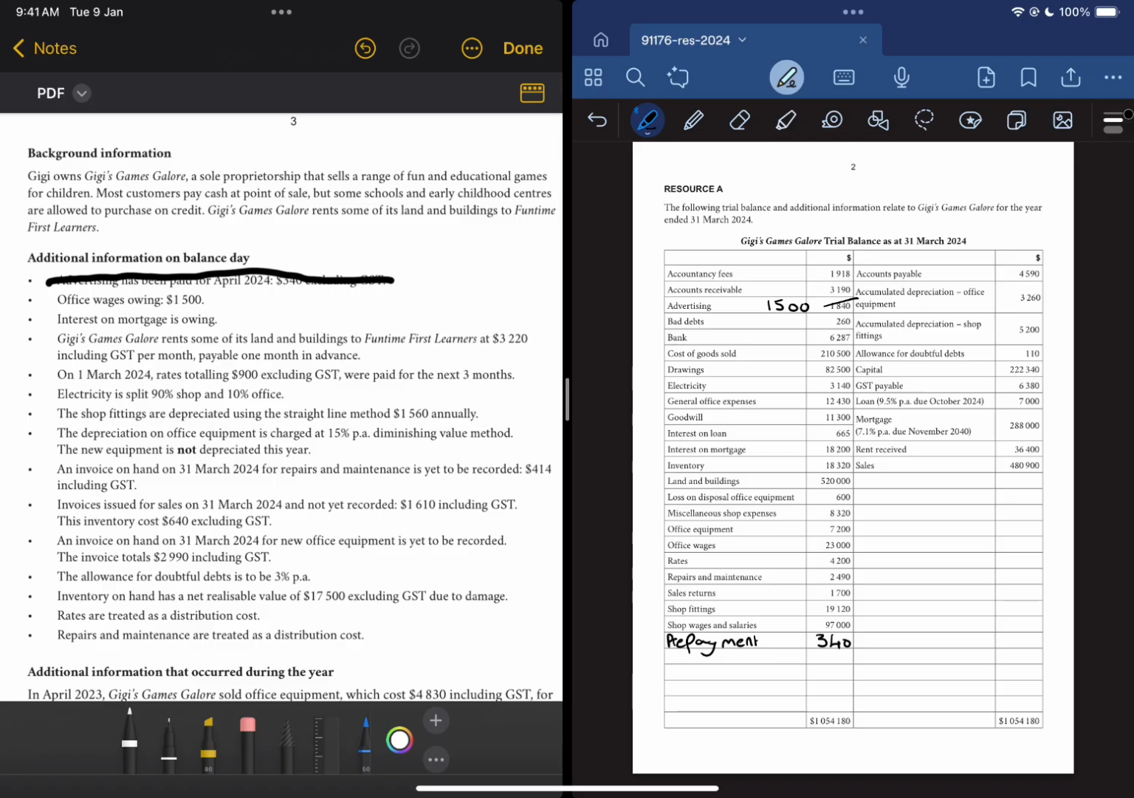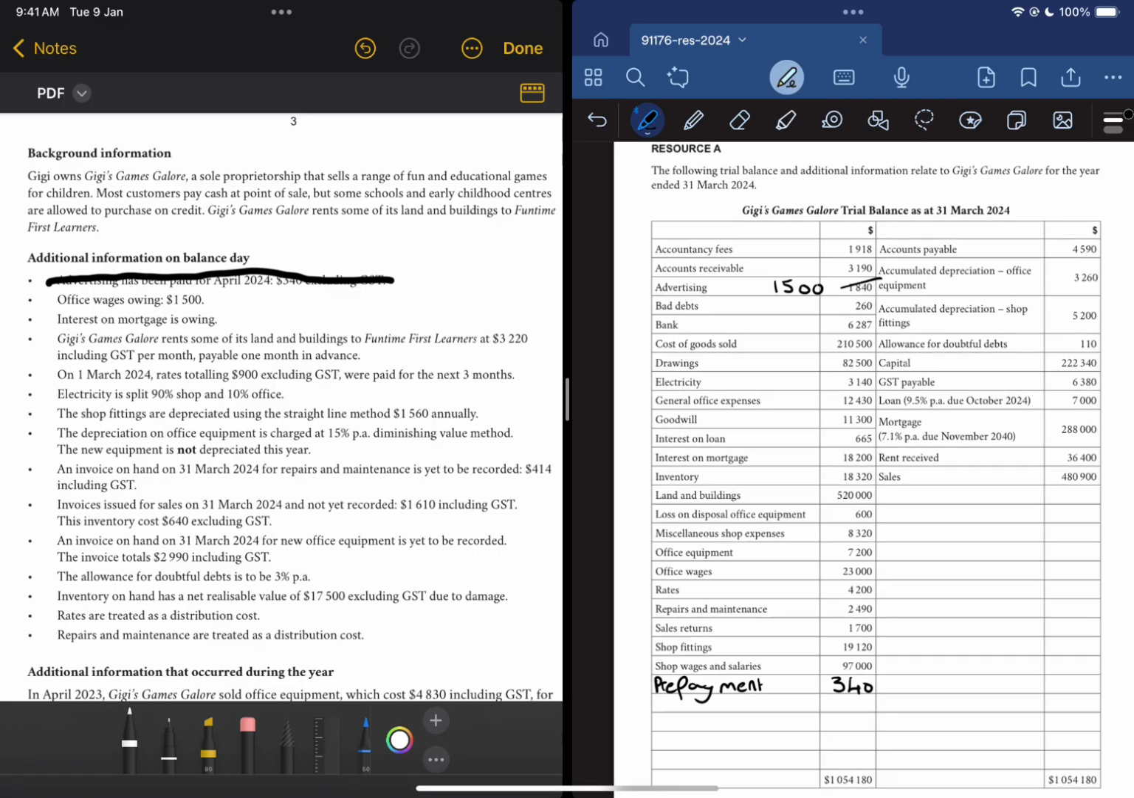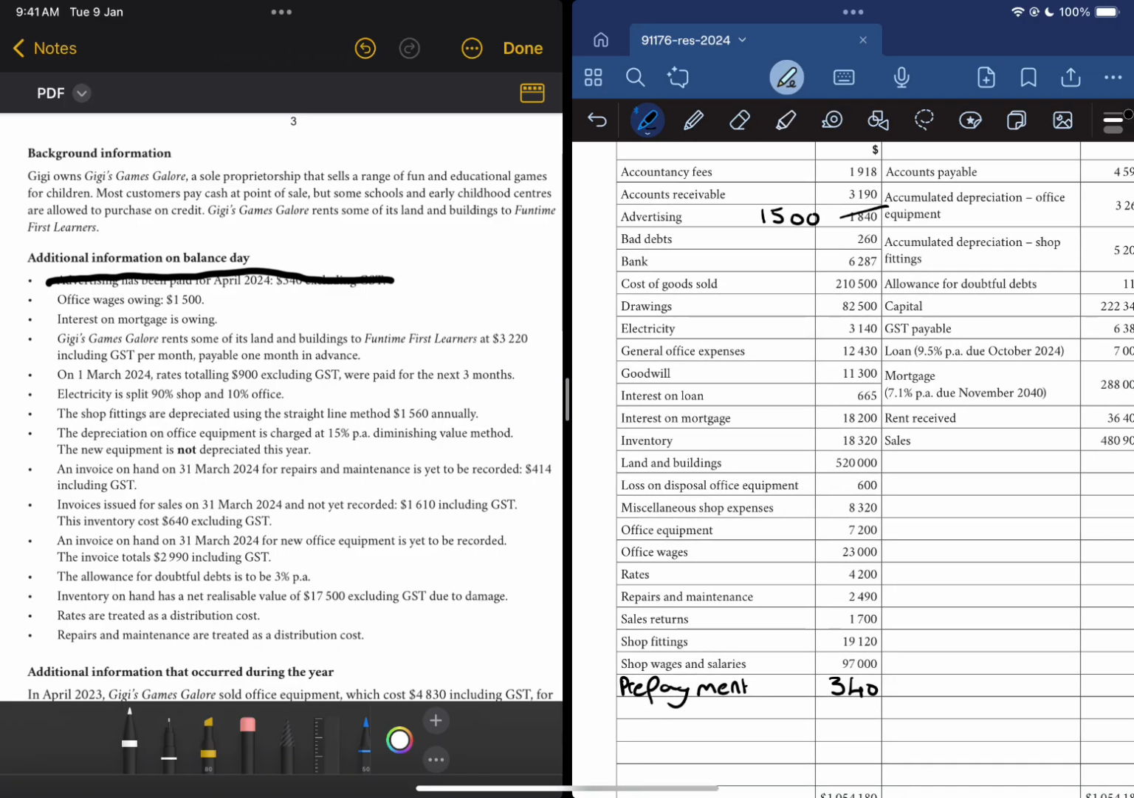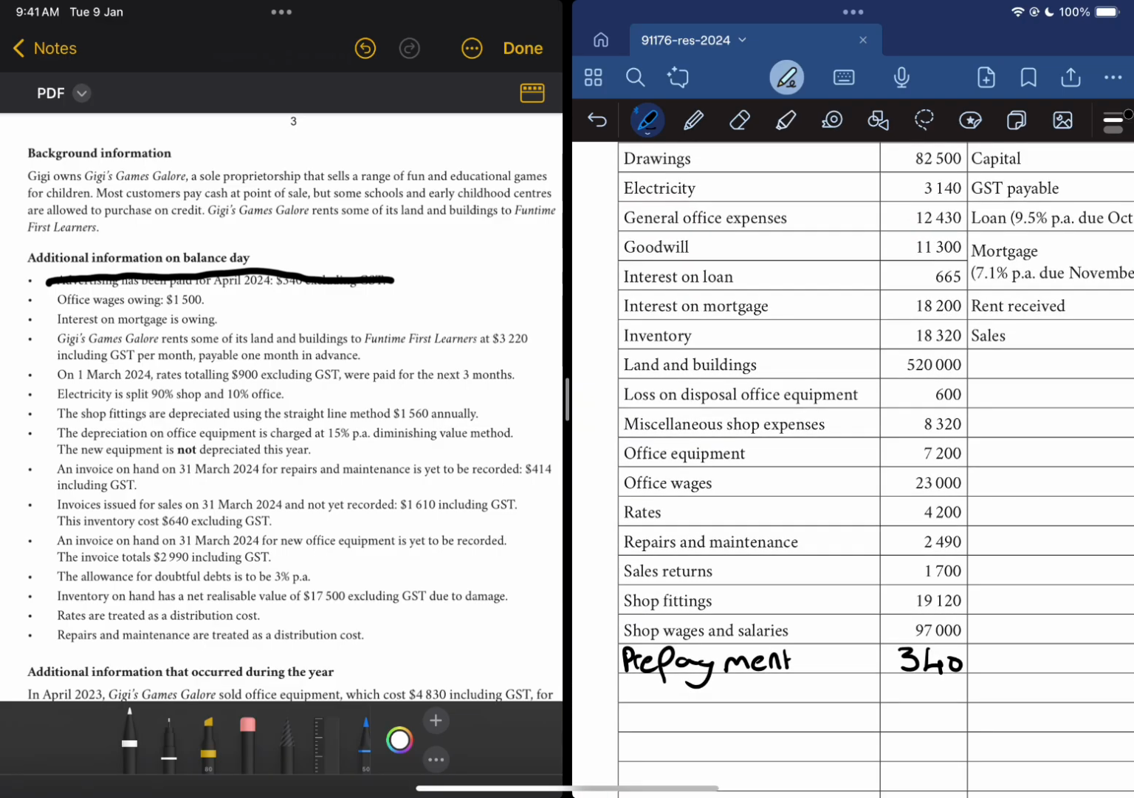So for doing this, we're going to increase the expense because we need to pay this expense, okay? So coming over here to office wages down here, 23,000. We're going to cross this out and we're going to go 23,000 plus 1,500, which is going to give us 24,500. So we'll chuck that in there.